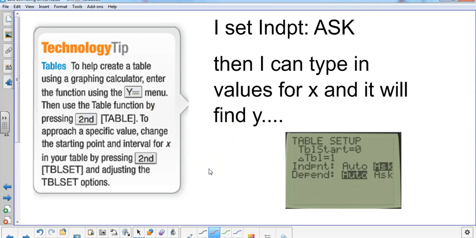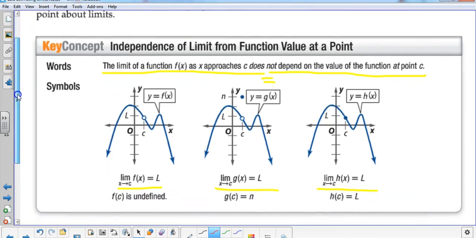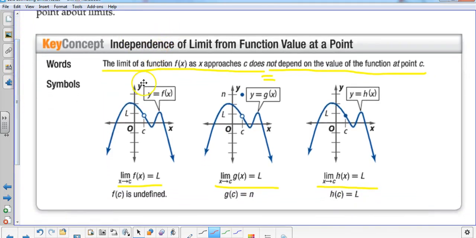All right, when we do this and we're looking at the table instead of the graph, I think it's much easier. They say you can go through and adjust the table set. My suggestion is you put on ask and auto. We've done this before, but I'm going to have you go to the table set and put on ask and auto, and then we can just type in values closer to the goal and see what we get out for y values.